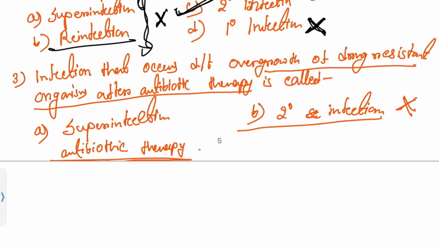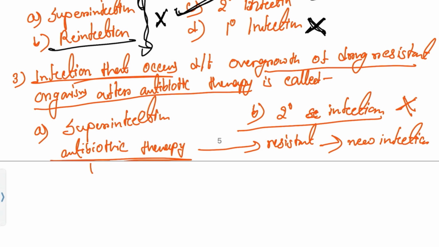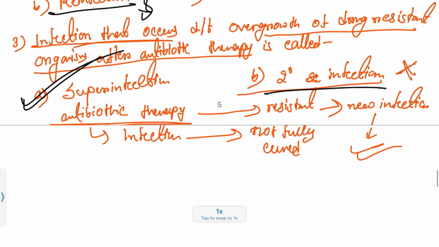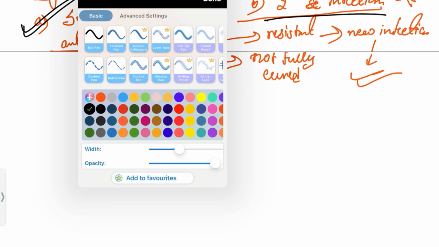Now, due to this antibiotic therapy, resistance occurs. And due to this resistance only, another infection arises. New infection arises. So that means already patient is having infection. He is not fully cured. And then this new infection arises. That's why the answer will be superinfection, not secondary infection. I hope it's clear. Now coming to the fourth MCQ.